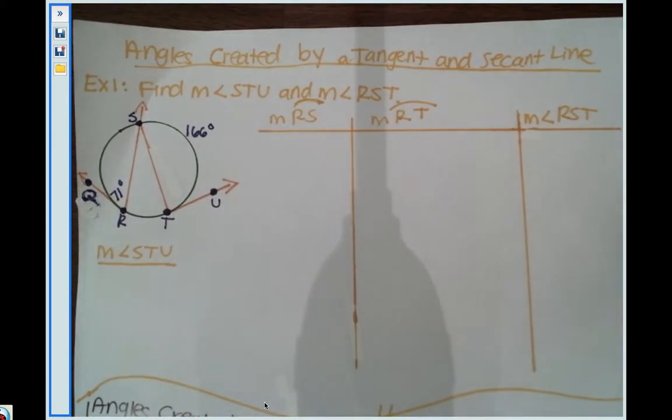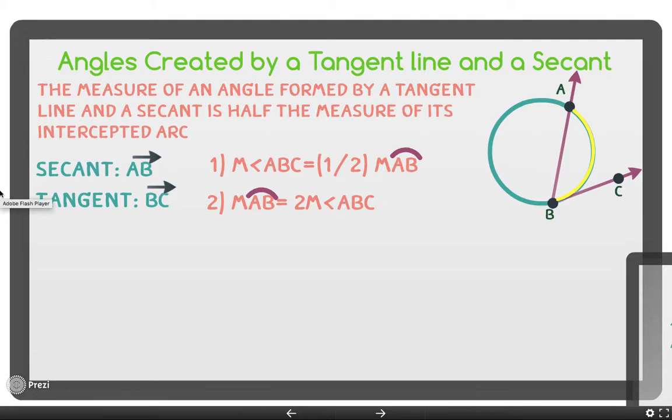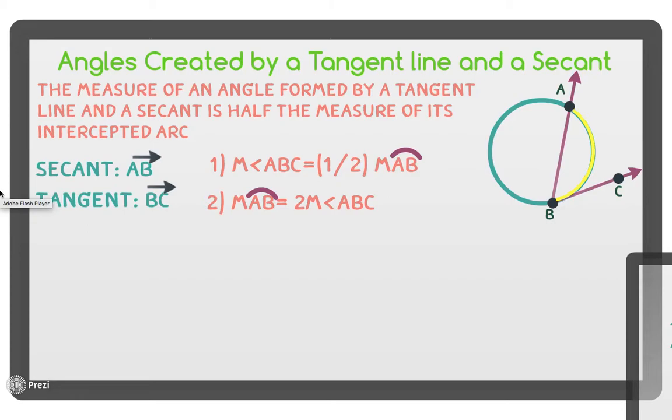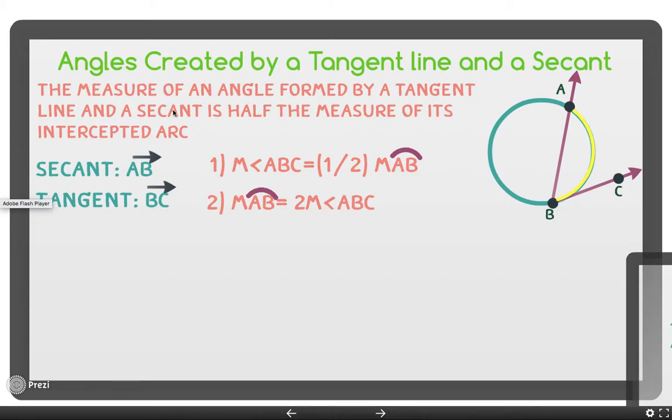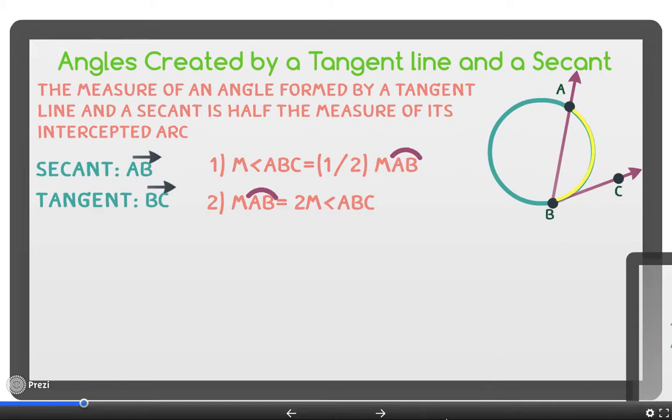All right, so let's refer back to that property you already watched on the Prezi. The property associated with angles created by a tangent line and a secant states that the measure of an angle formed by a tangent line and a secant is half the measure of its intercepted arc. So if we have an arc running through an angle created by a secant and a tangent line, if you take half the measure of that arc, you'll get the angle. Or vice versa: to get the arc, if you already know the angle, you just double it. We're going to be using this property to help us find not one, but two different angles on the problem.